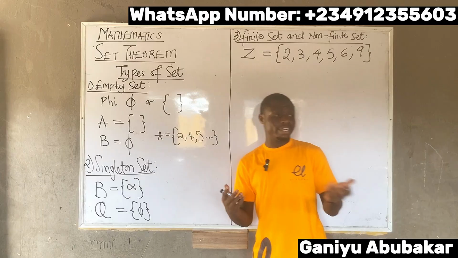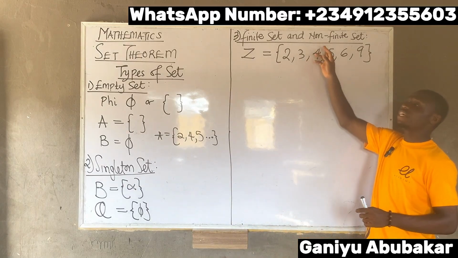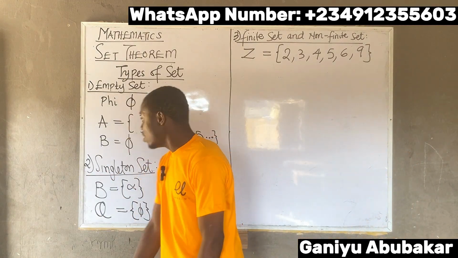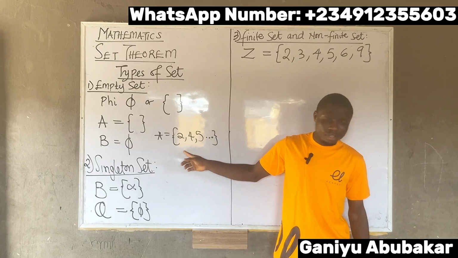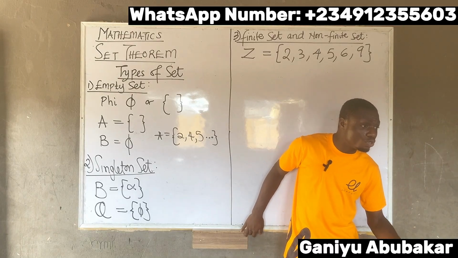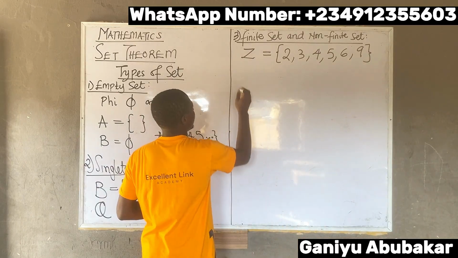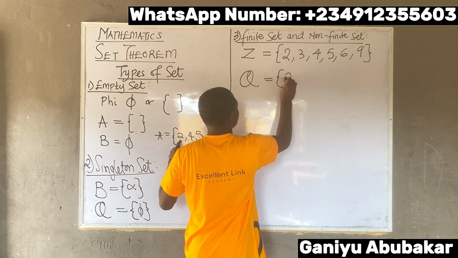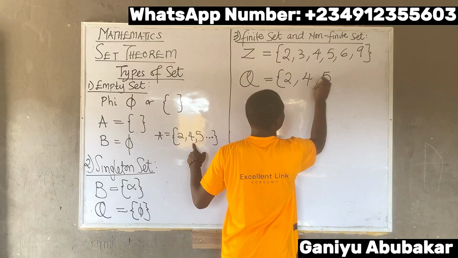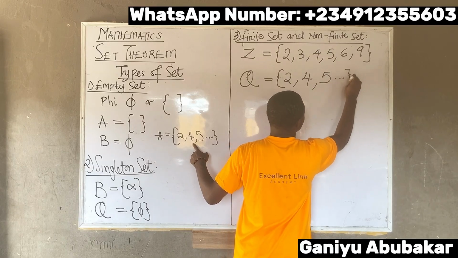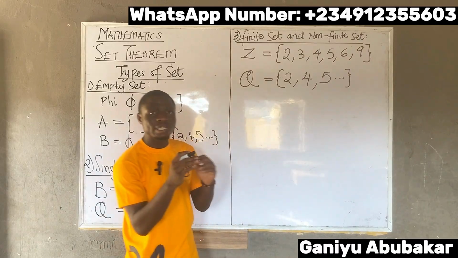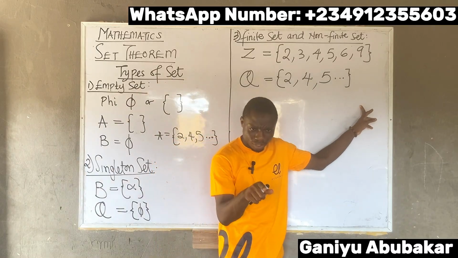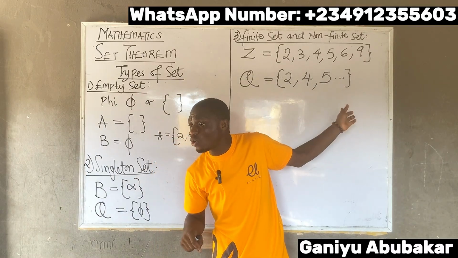So it's clear. The English is clear. Now, a non-finite set is a set whose members cannot be counted. For instance, I give you this dot, which means it continues. Example: let's say I have set Q equal to 2, 4, 5, and dot dot dot. This is the way a non-finite set comes. So if you see this kind of writing, this is a non-finite set. Why? Because of the dots.